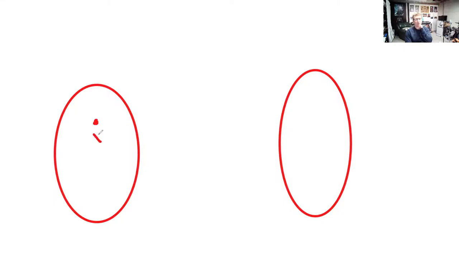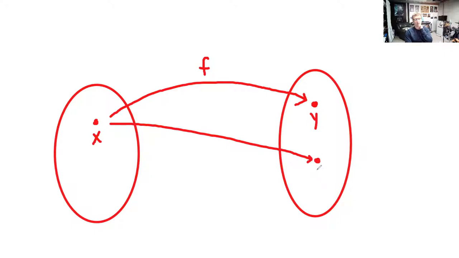takes some input, so I'll call my input x, and it maps it to some output, which I will call y. So this is a function if each input goes to only one output. So this is not a function if I send this input x to multiple things. Okay, so this is not a function if I send it to like three things. So a function takes one input and maps it to exactly one output.